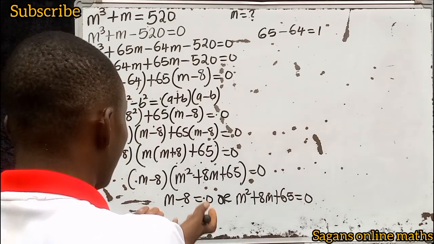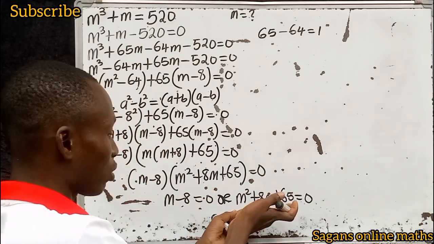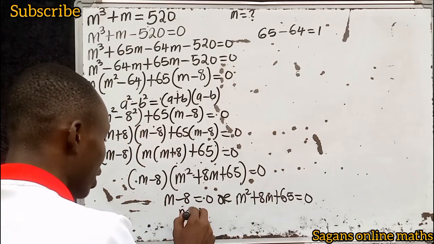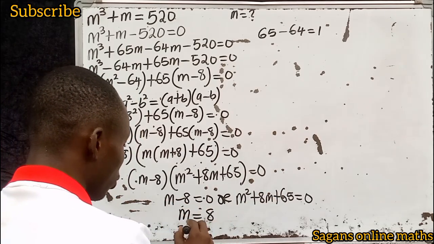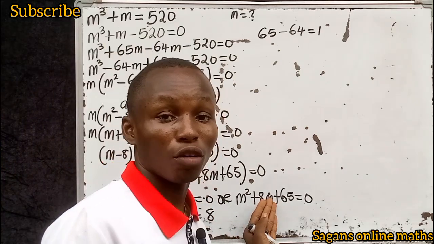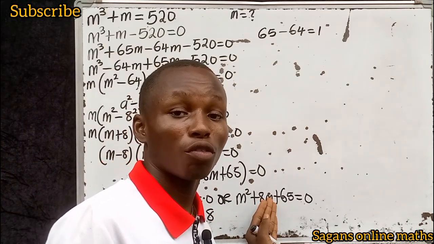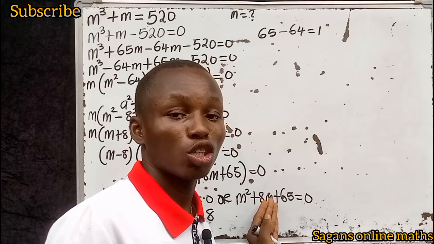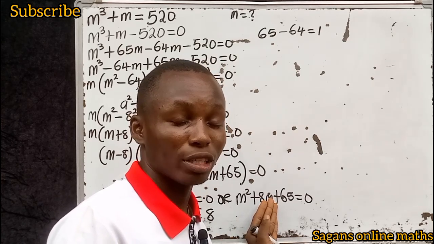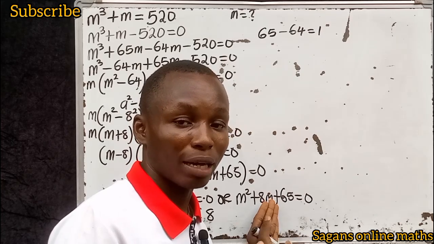Now this is a linear equation. This is a quadratic equation. By adding 8 to both sides, we see that our m is equal to 8. This is one of the values of m. But this is a quadratic equation. How are we going to get the value of m here? Remember that a quadratic equation has 4 ways of solving: 1, factorization method; 2, formula method; 3, completing the square; 4, graphical method.